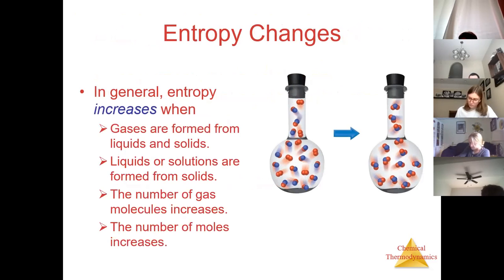When you go from solids to liquids to gases, you get more entropy. When liquids are formed from solids, more entropy. As you increase the number of gas molecules, you get more entropy. As you increase the moles of your reaction, your entropy increases. Again, number of moles and number of molecules, this is basically the same thing. If you're going from a liquid to a gas, or a solid to a liquid, you're increasing entropy.